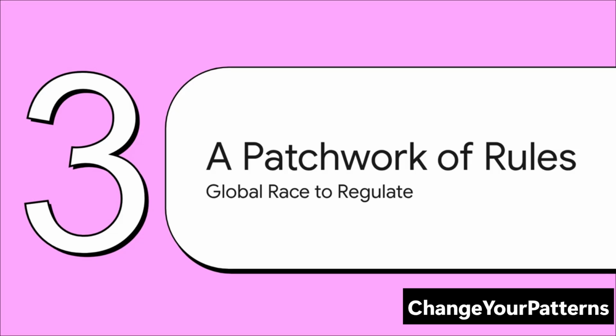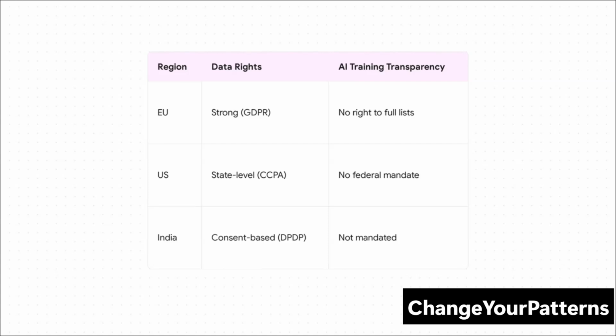So, faced with this new reality, governments all over the world are scrambling to make some rules. But what we have isn't some clear global standard. Nope. It's more of a messy, confusing patchwork of different regulations. Let's take a quick look. In the EU, you've got GDPR, which gives people strong data rights. But even there, you don't have a legal right to see exactly what's in an AI's training data. Over in the US, it's a state-by-state thing, like California's CCPA. But there's no federal law. And India's new DPDP Act is all about consent, but it doesn't force companies to show you their training data either. You see the common theme here? A massive global gap when it comes to transparency?